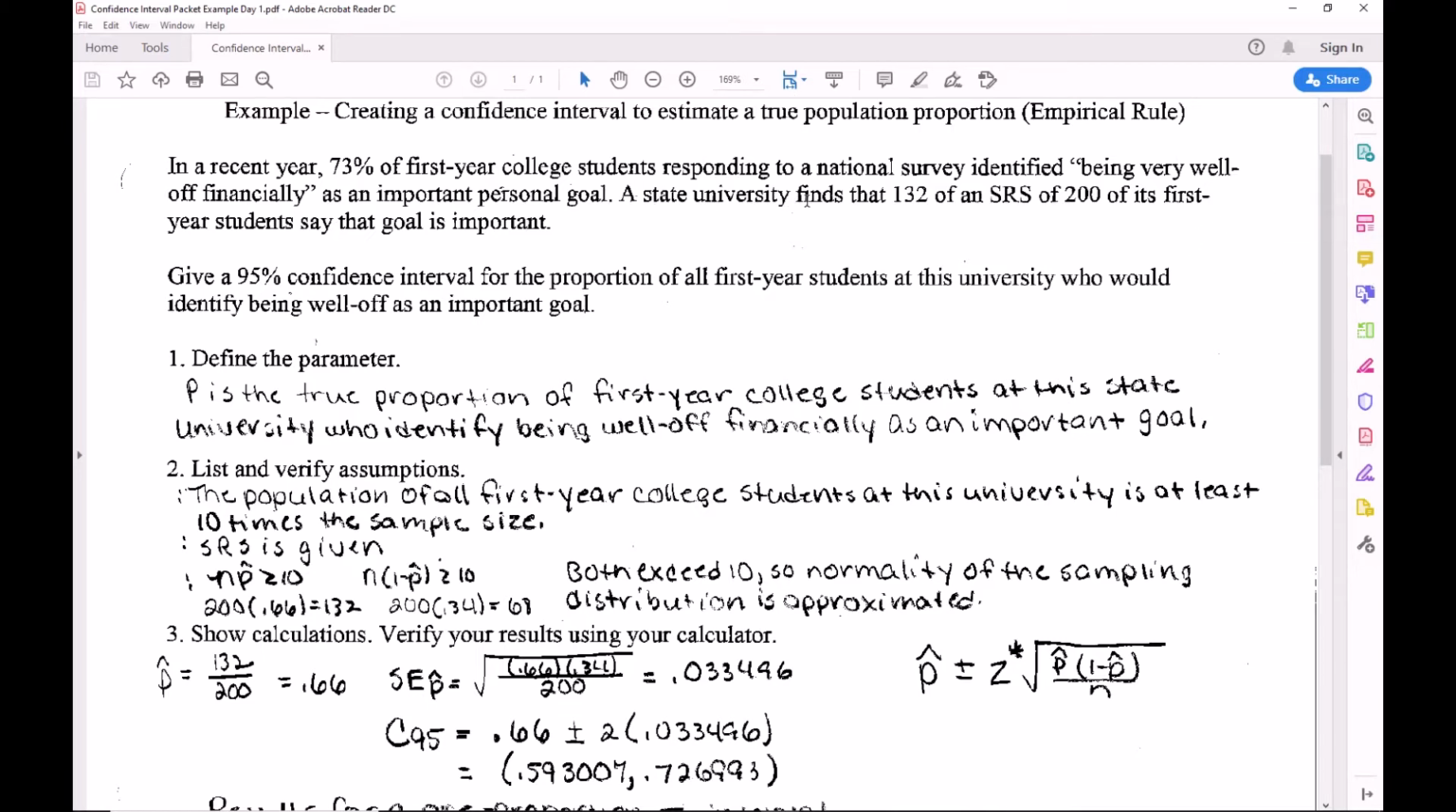So it's just one. It finds that 132 of a simple random sample of 200 of its first-year students say that goal is important. Okay, so they want us to give a 95% confidence interval for the true proportion of all first-year students at this university who would identify being well off as an important goal. Right? Everything that we're doing concerns a single university. So this 73% in a national survey has nothing to do with what we're about to do until we reach the end, when they ask you something different. Okay.